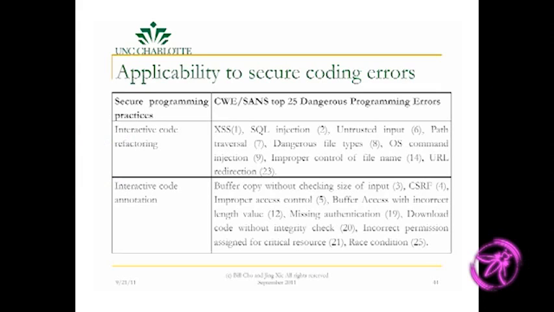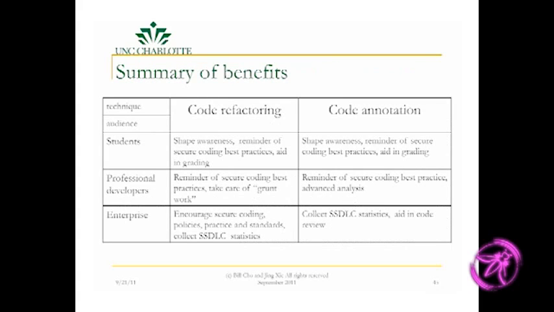And we did a very quick analysis of SANS's top 25 dangerous programming errors, and we said, okay, we've got these two approaches, interactive code refactoring and interactive annotation. What sort of things might we be able to help with? And so we identified things where this might have some impact. It doesn't solve all problems in all cases, but at least in some aspects one of these approaches could have helped. So let me quickly summarize what we see as the benefits of this approach. And I want to talk about it at three different levels.